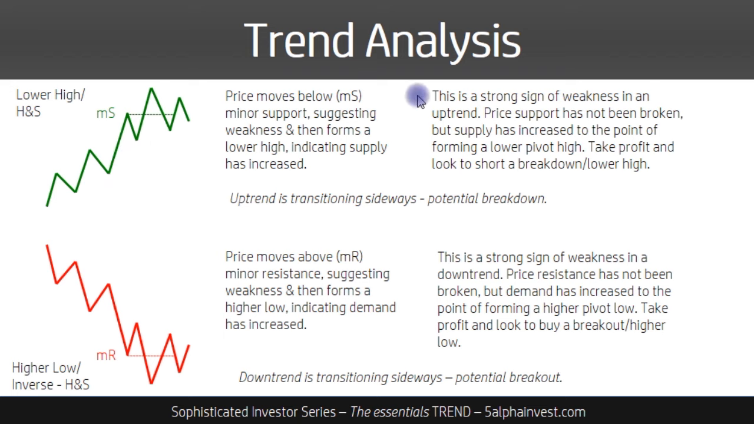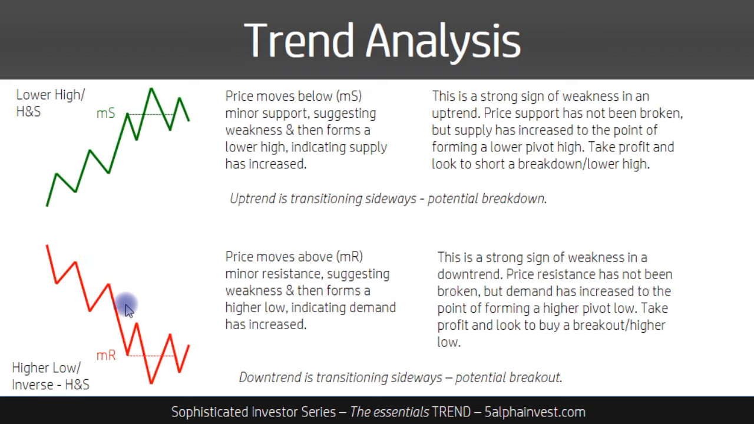So this is a strong sign of weakness in an uptrend. Price support hasn't been broken, but supply has increased to the point of forming a lower pivot high. Okay, so there's that lower pivot high. Take profits and potentially look to short a breakdown or short the next lower high that forms. And here is the reverse. We have the inverse head and shoulders or reverse head and shoulders, or the higher low.